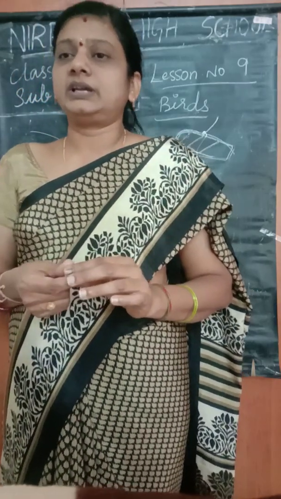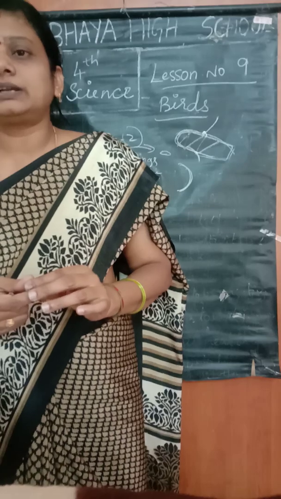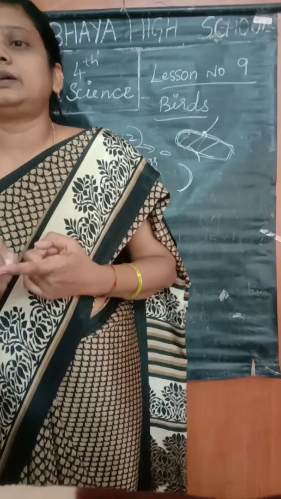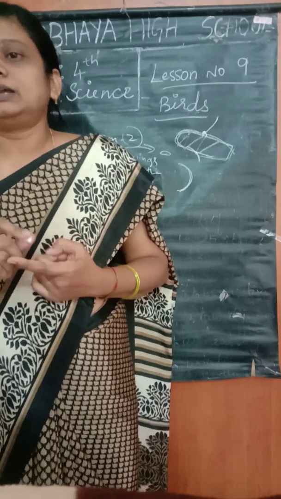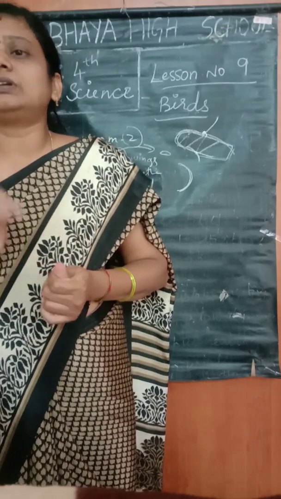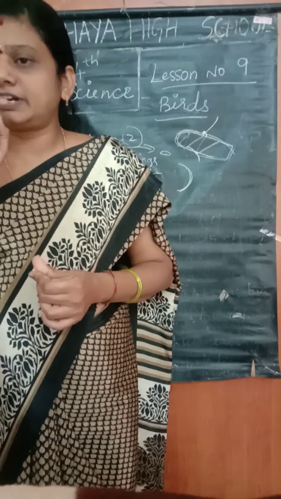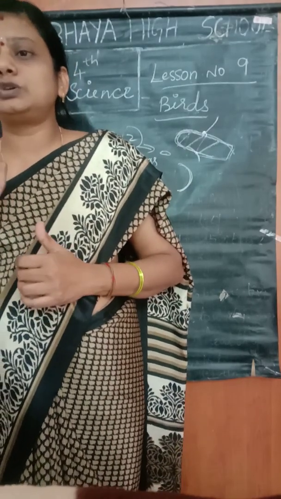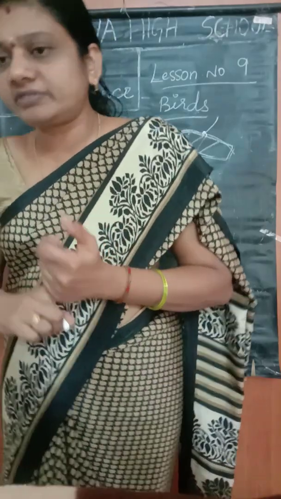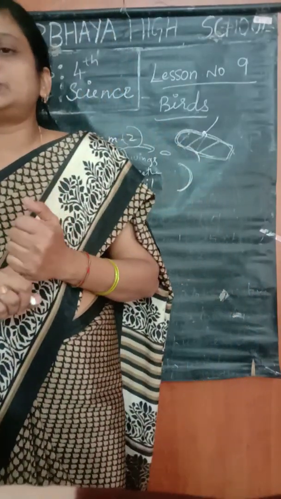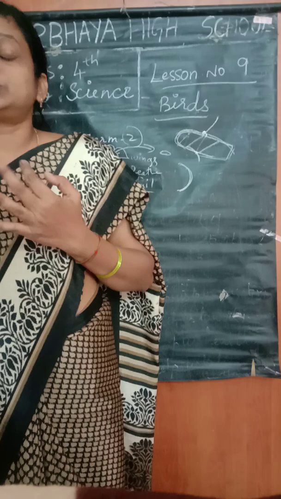Okay. And the next one, children, is the long, broad, pointed beak. Which bird is that? The kingfishers have long, broad, and pointed beaks. This beak is used to pick fish from the water. Have you seen these kingfishers?